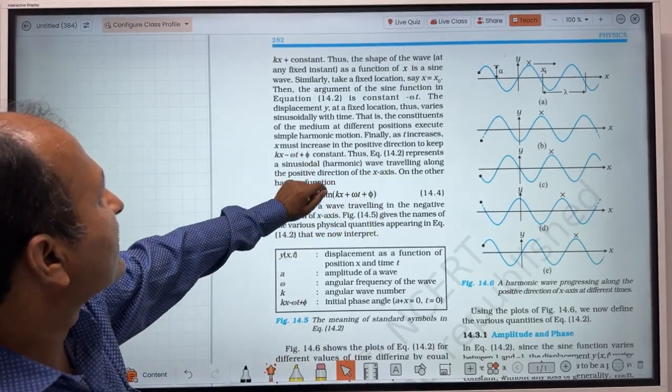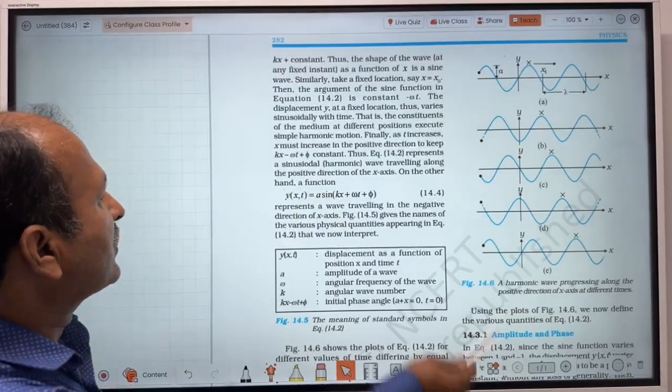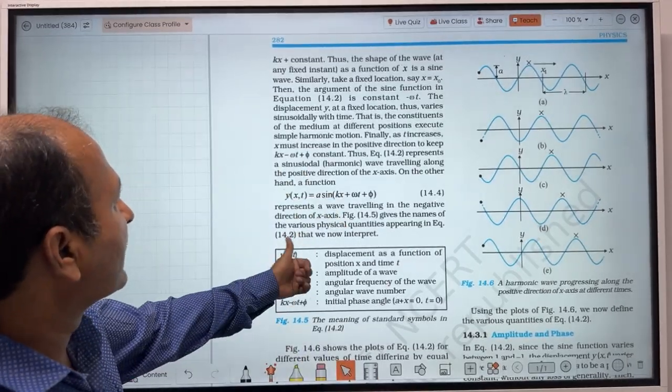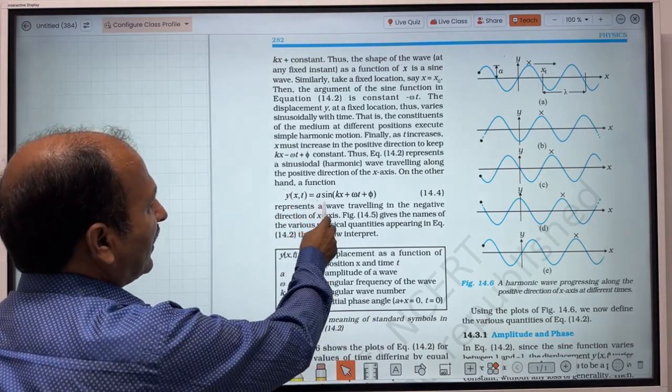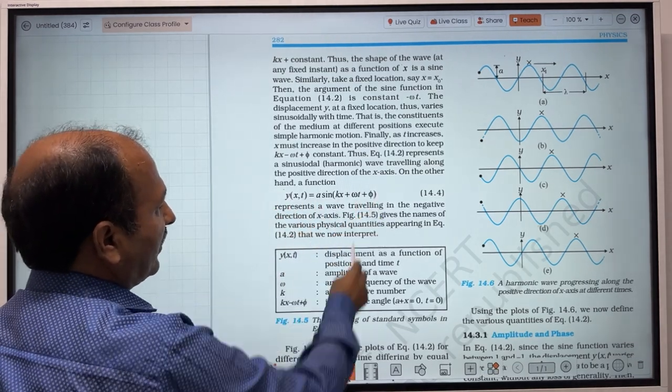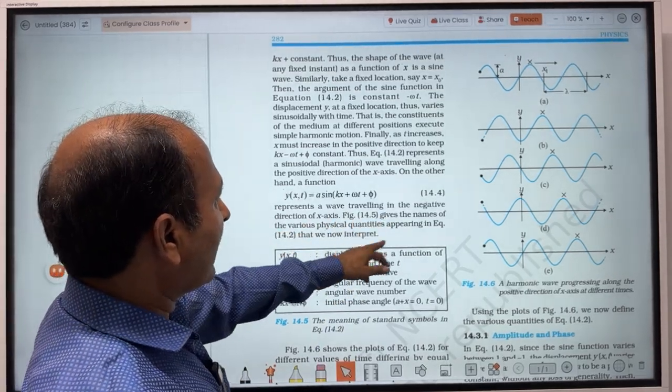On the other hand, if we change the sign, in place of minus omega t we write plus omega t, this will be another wave which travels in the opposite direction. So y as a function of x and t, a sine kx plus omega t plus phi, represents a wave traveling in the negative direction of the x-axis.